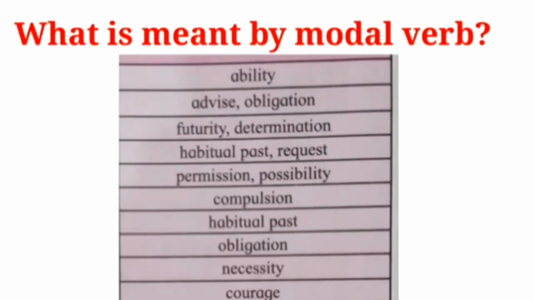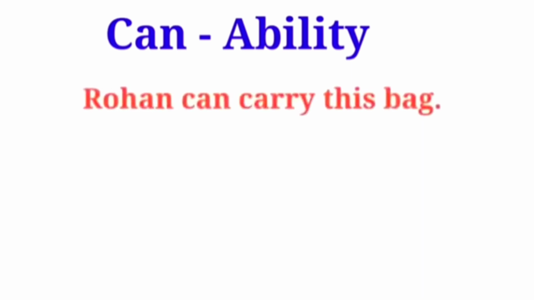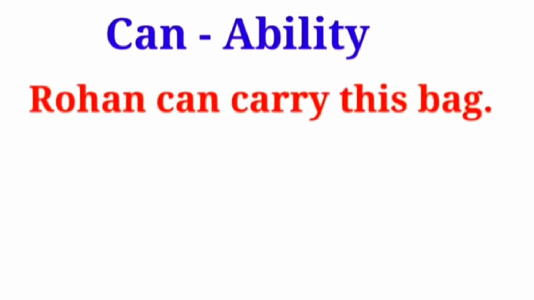Students, let us study modal verb and its function one after another from our list. The first modal verb we are going to discuss is can. Can is used to express ability in present. If you are able to do something, this ability of doing something is expressed with the help of modal verb can. For example, Rohan can carry this bag. Students, if you look at this sentence, Rohan's ability of carrying the bag is expressed here with the help of modal verb can.